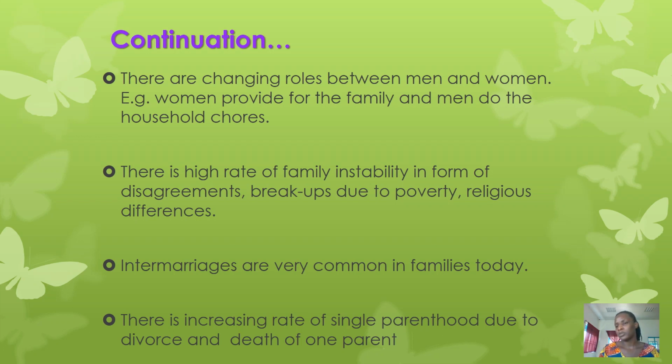Most of them are caused by poverty, religious differences, political differences. Name it, the list is endless. Then we have the intermarriages. In our families, you find that a Musoga is married to a Muganda, a Munyankole, and an Iteso is marrying a Lugbara. That is a common characteristic of our families today.